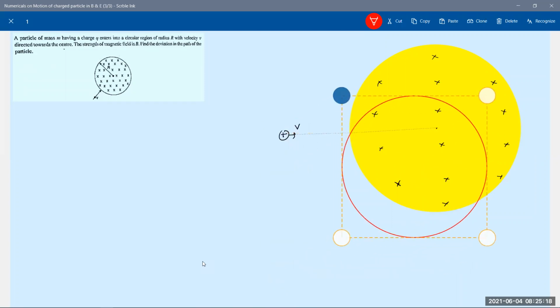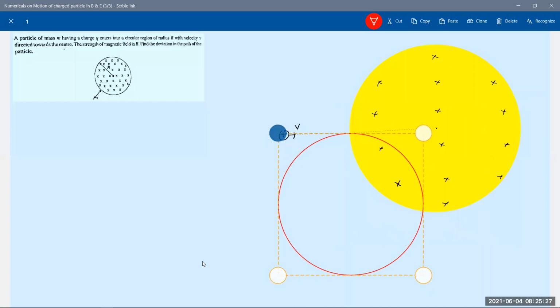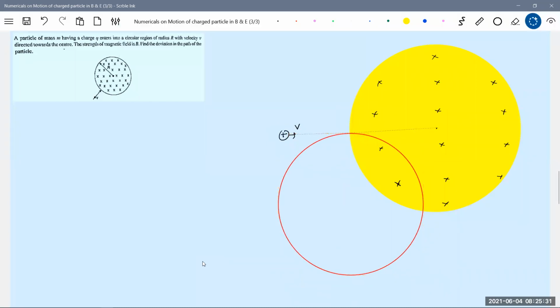Don't do it like this, sir. I think it's wrong. Am I right? At least some common sense should be there. How is the particle having velocity v horizontally? So I have to bring the diagram in such a way that the velocity of the particle entering the magnetic field will be horizontal. I think the diagram now will be justified.